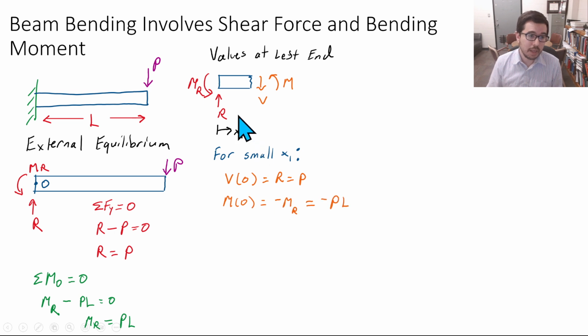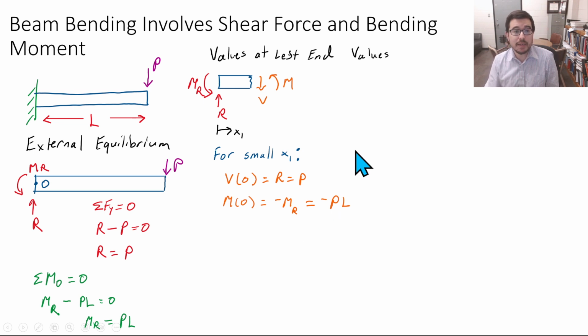We can also look at the relationship for this MR and M, okay? And we know that MR is equal to PL. In this case, we have MR plus M is equal to 0. So that means that M is going to be equal to minus MR, which is saying that M is going to be equal to minus PL at the left side. Let's go to the right side.